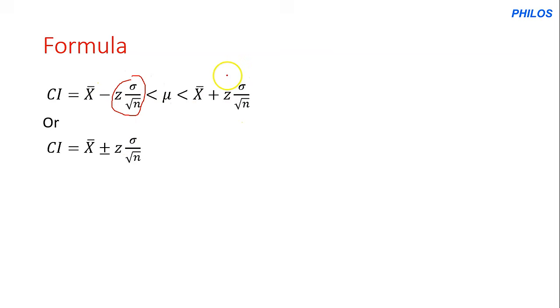This, z times standard deviation over root n, we call margin of error. Another name for it is maximum error of estimate or error tolerance. That's another name for it.